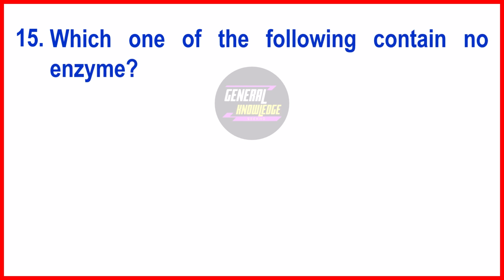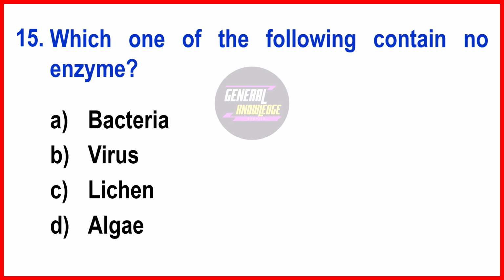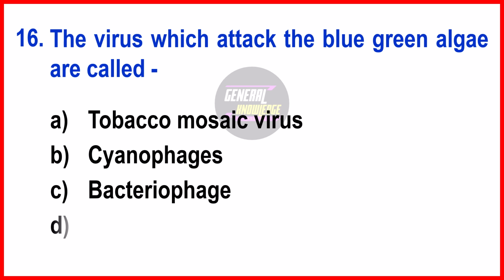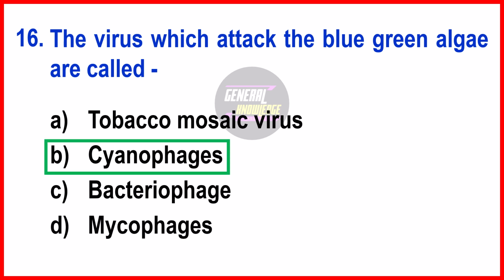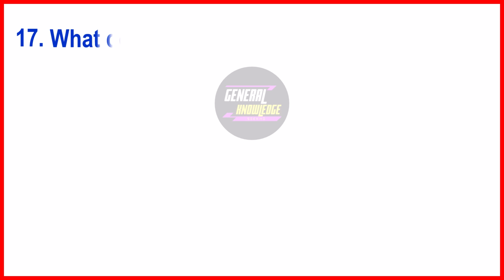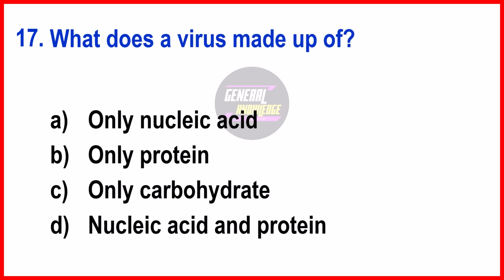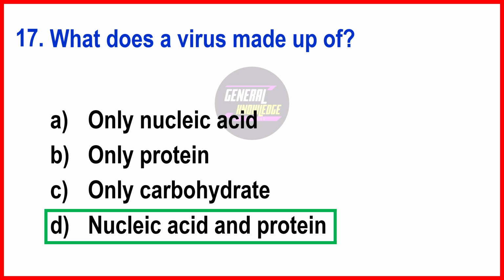Which one of the following contain no enzyme? The right answer is option B, virus. The virus which attack the blue-green algae are called, the right answer is option B, cyanophages. What does a virus made up of? The right answer is option D, nucleic acid and protein.